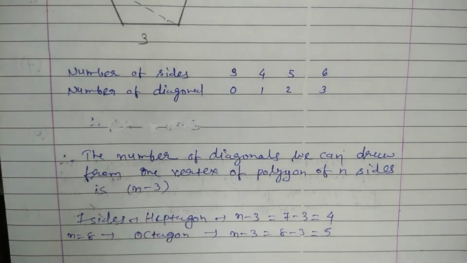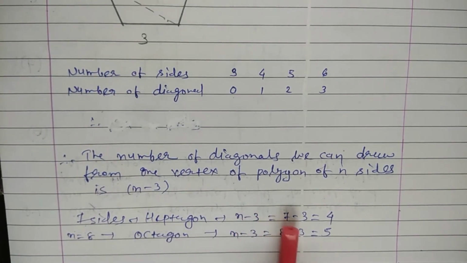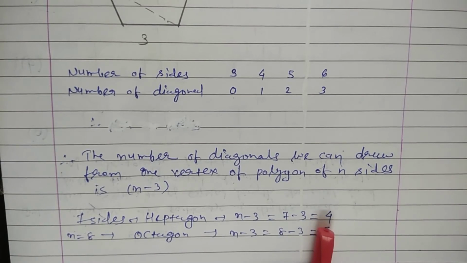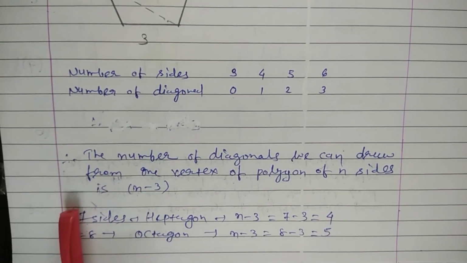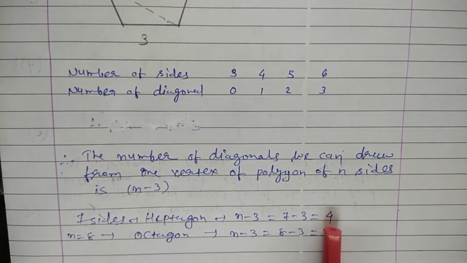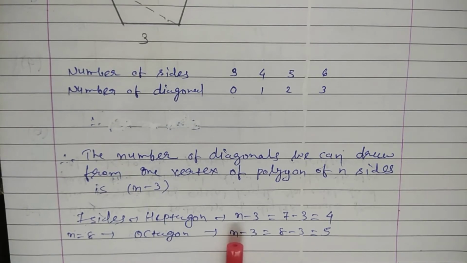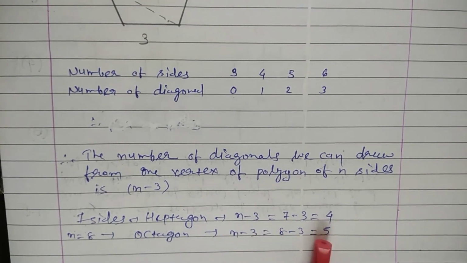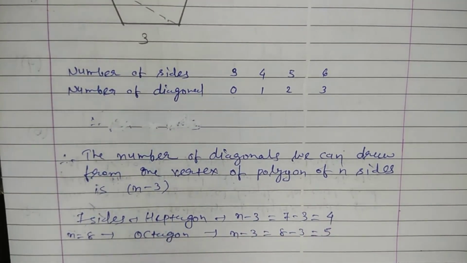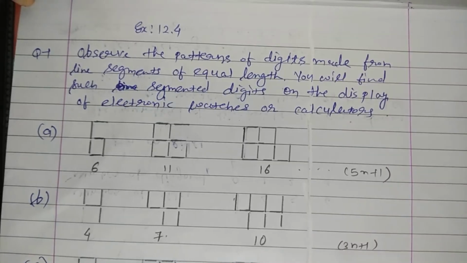If we take a heptagon, which has 7 sides, it is n minus 3, that is equal to 7 minus 3, that is equal to 4. So in a heptagon, which has 7 sides, we can draw 4 diagonals from one vertex. Similarly for an octagon having 8 sides, we take n is equal to 8, 8 minus 3, that is equal to 5. So in an octagon having 8 sides, from one vertex we can draw 5 diagonals.